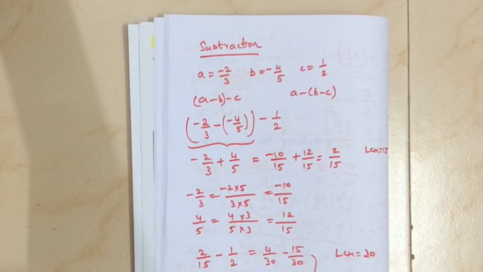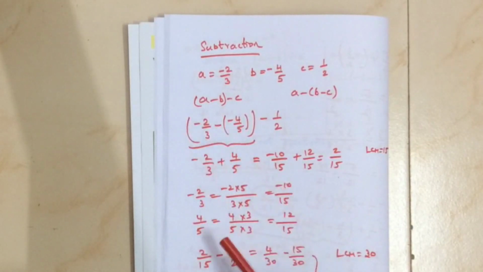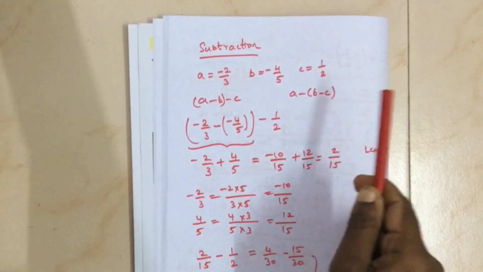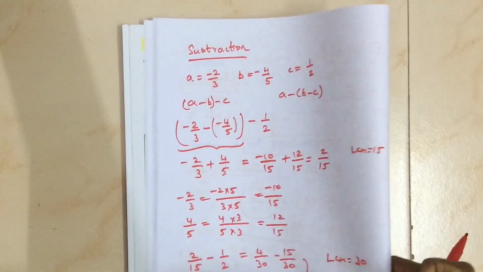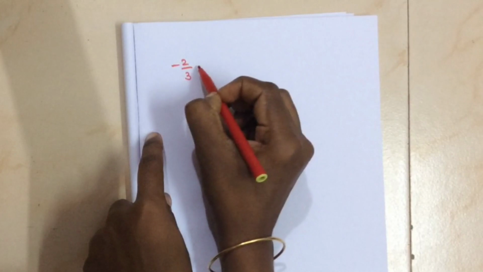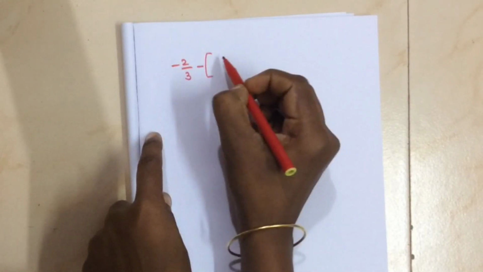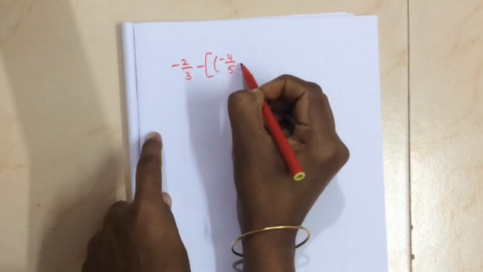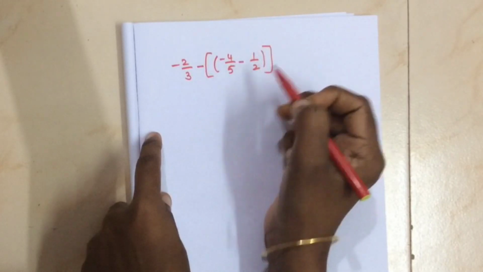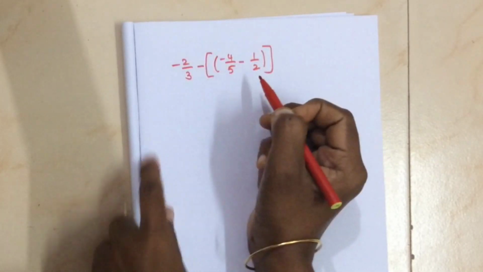So what we have done is, for subtraction we did A minus B first, and with the answer we did minus C. Now we have to do A minus of B minus C. In this we have to do B minus C first. Let me do it here. So minus 2 by 3 minus of minus 4 by 5 minus 1 by 2. This is A minus of B minus C.